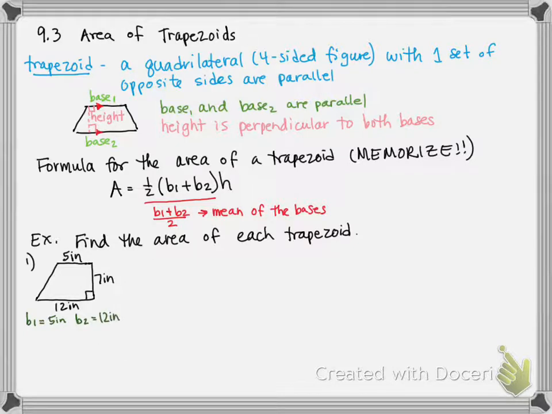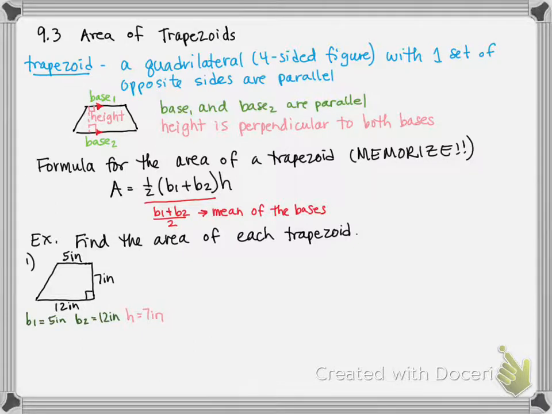Now they can draw these sideways so that the bases are right and left of each other, so you've got to look for the 2 sides that are parallel. Those are your bases. And then the height is going to be that 7. It's meeting at a right angle, and it's separating the 2 bases from each other.